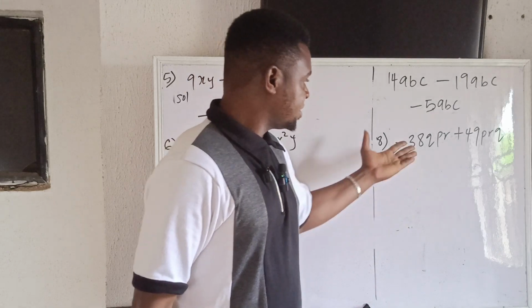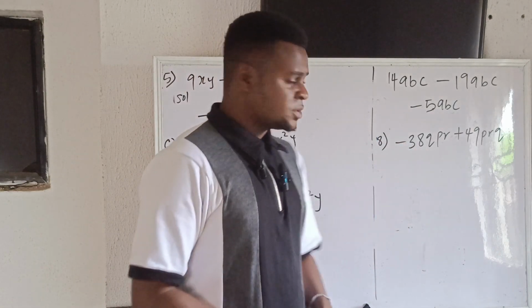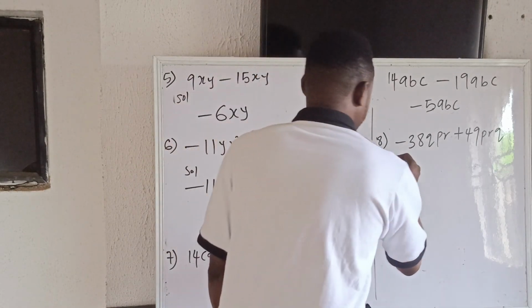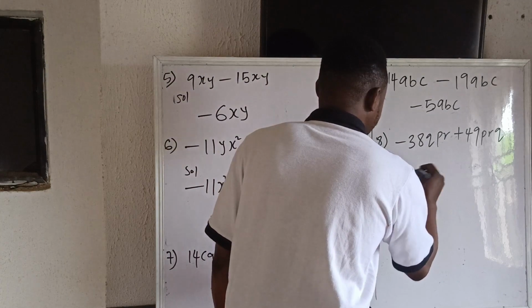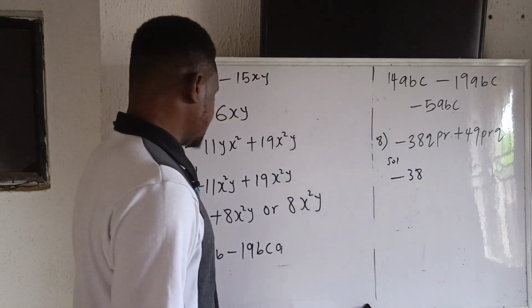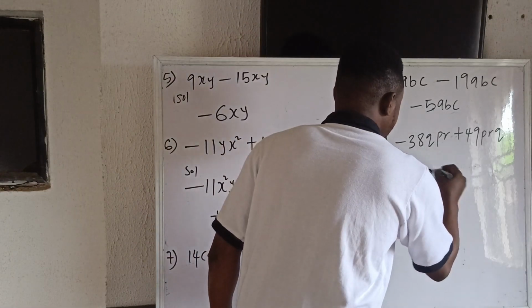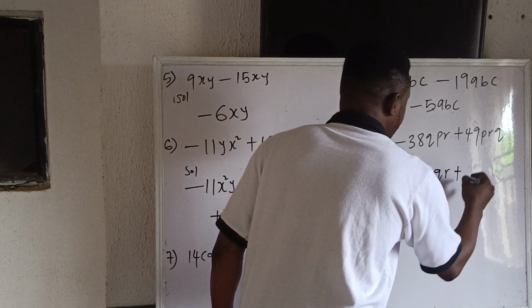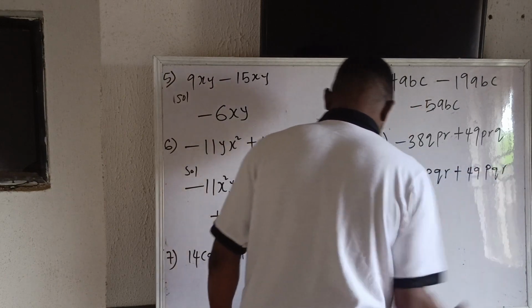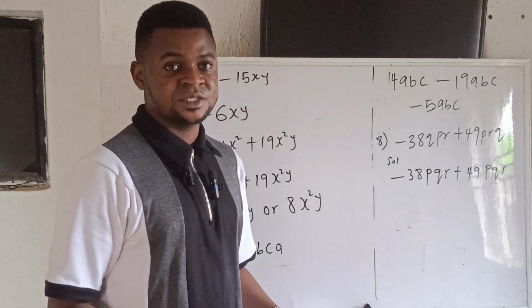Then the next thing is looking at the variables. Are they arranged in alphabetical order? No, they are not. So since they're not arranged in alphabetical order, I'll have to do that first. So this becomes minus 38. In alphabetical arrangement, which comes first? So this is supposed to be PQR. So this becomes minus 38PQR, then plus 49PQR. Are you getting it down? So I've arranged my variables in alphabetical order.